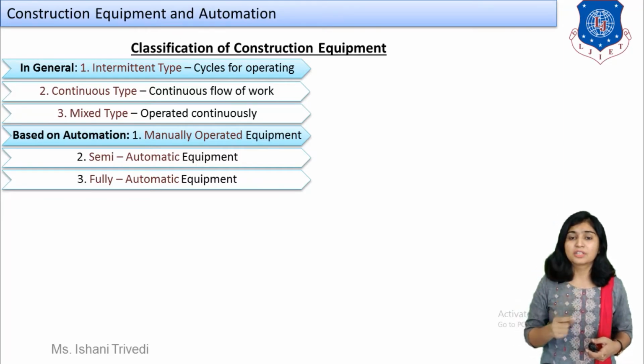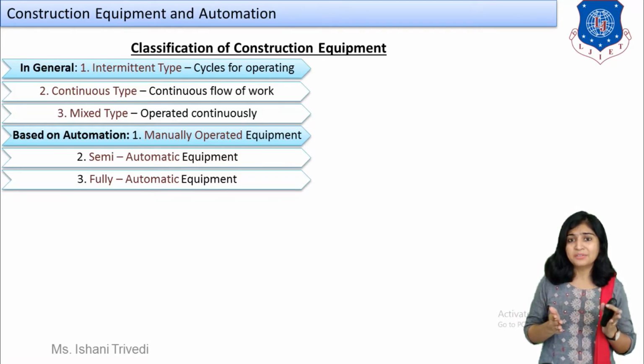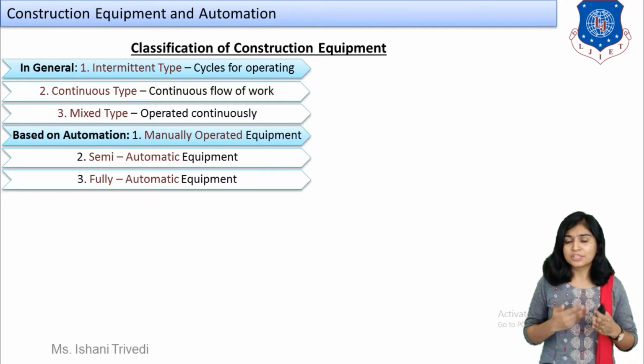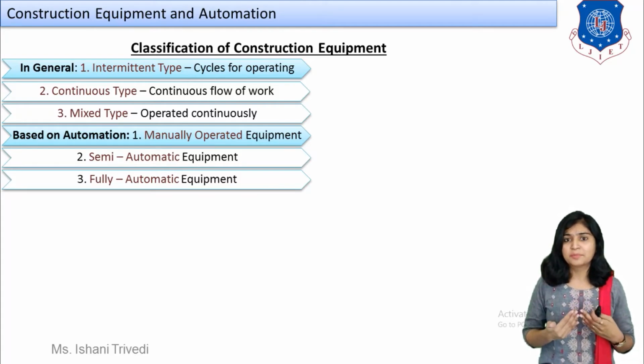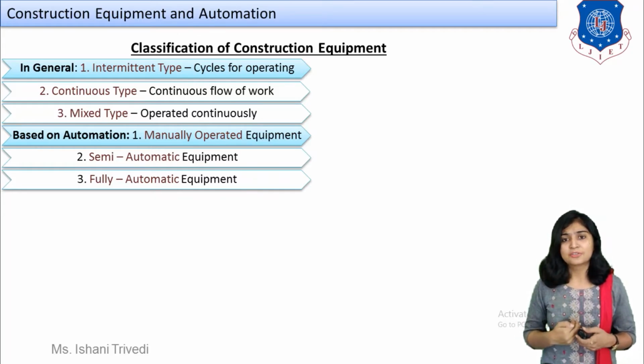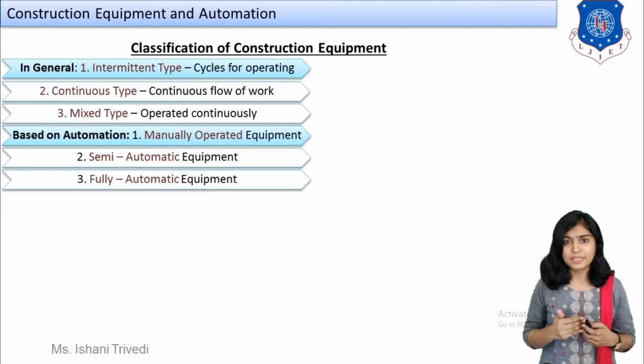If we talk about concrete mixers, they will again be of two types: continuous type and intermittent type. For the continuous type, concrete is constantly manufactured and simultaneously placed on the site, and this is done throughout the working period. In the intermittent type, batches of concrete will be prepared and placing work will be done, but it will be based on the operating cycles. This is how you can classify intermittent type and continuous type of equipment.